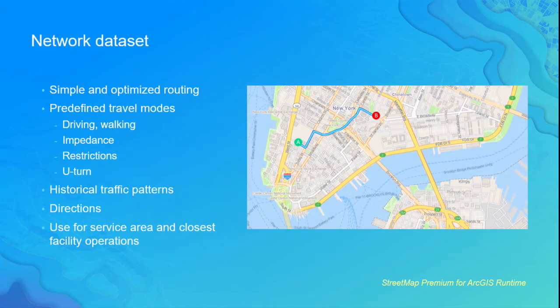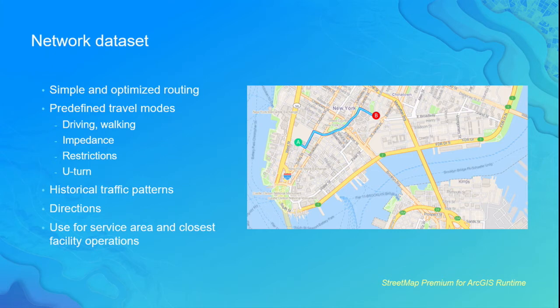Last one is a network data set. So the network data set is obviously designed for both simple and optimized routing, which is powered through Runtime. You can use a set of predefined travel modes that are included as part of that functionality and available within the network data set.